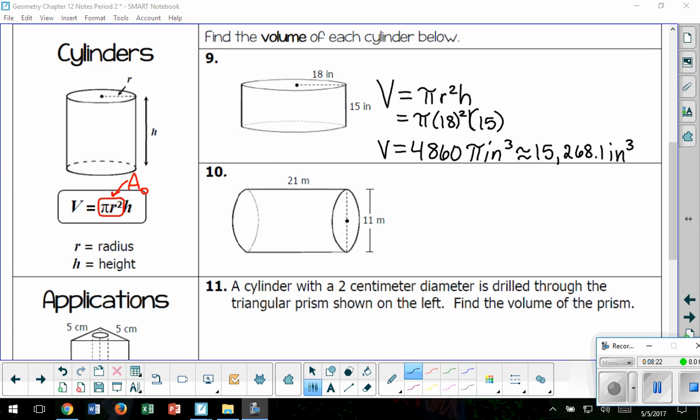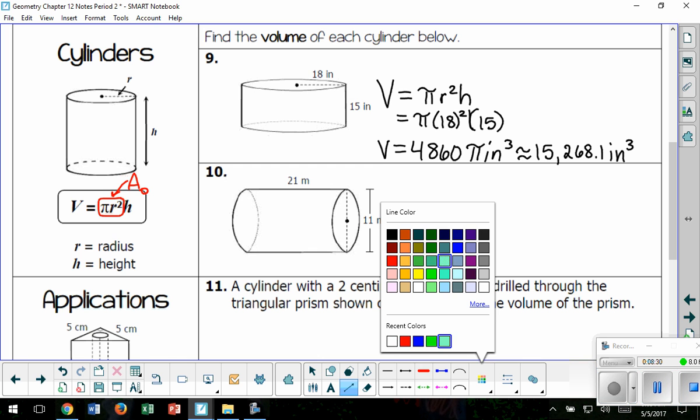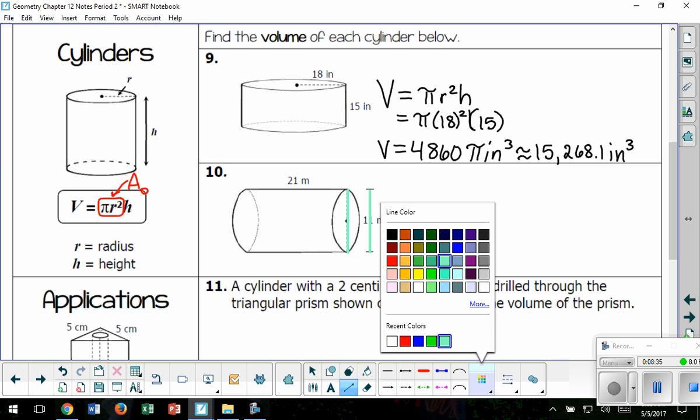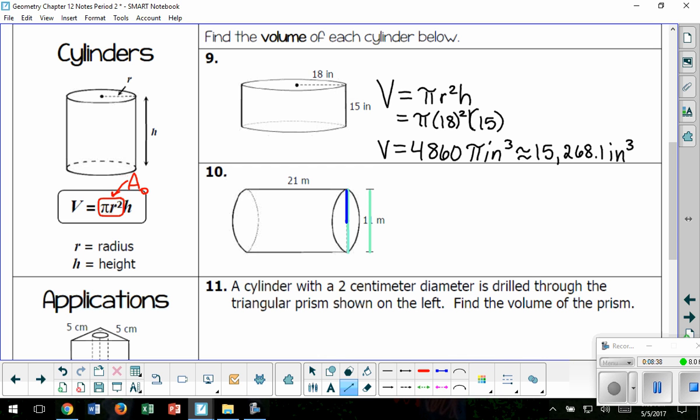I just really wanted the radius. He's right. We have the diameter, we need the radius. If the diameter is 11, then the radius is perfect. And then it's just like number 9. I think you can plug it in and do the math.